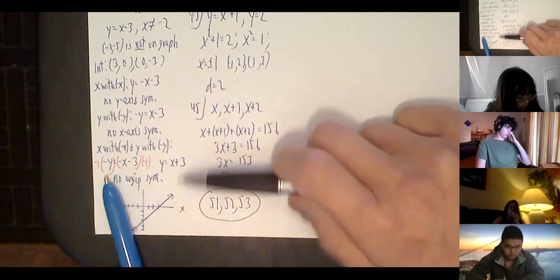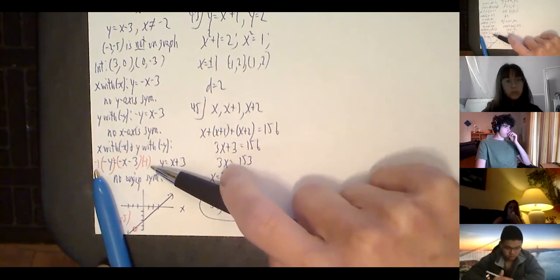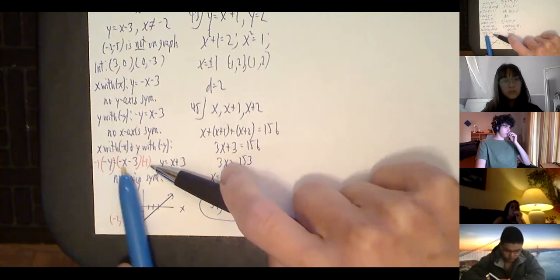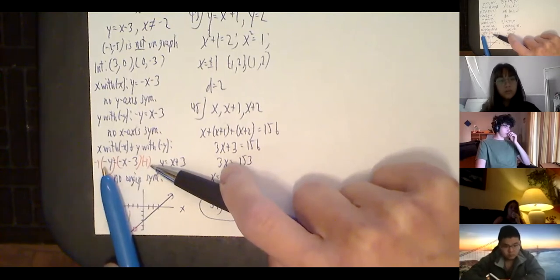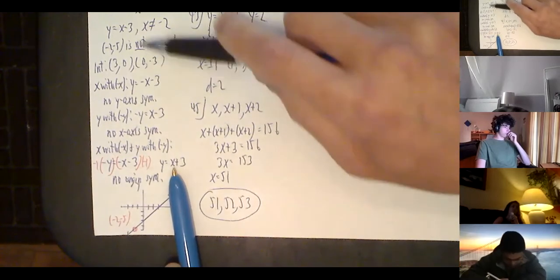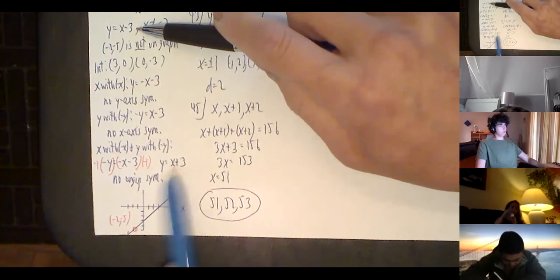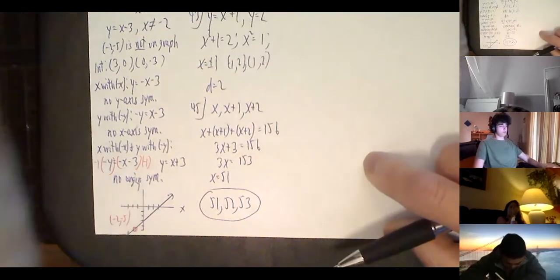I could multiply both sides by negative 1. If you can't see that very well, that's a negative 1 there and negative 1. And if you have negative, negative, negative, multiplied by negative 1, they're all positive. So I have y equals x plus 3. But is that equivalent to the original? And of course, the answer is no. So you have no origin symmetry either. So you have none of the symmetries.